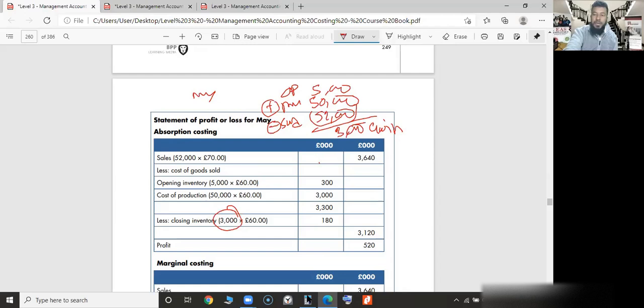How did you get this 3,000? A student might ask. I just did the working one more time for you. That's your closing inventory, okay? But compared to opening, closing is going down. You don't need to do anything, you just follow the pro forma, and the profit or loss will come out automatically. But you know that if closing inventory goes up, absorption costing profit goes up. If closing inventory goes down, absorption costing profit goes down. This time absorption costing profit is going to go down. Whether it goes down or not, let's see.